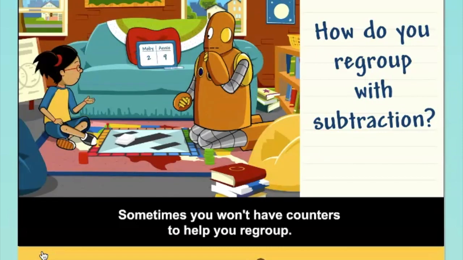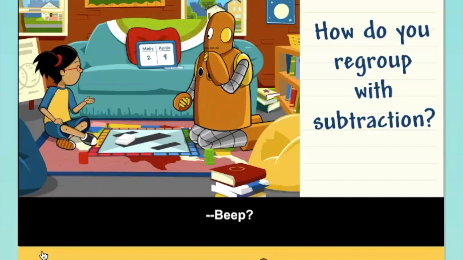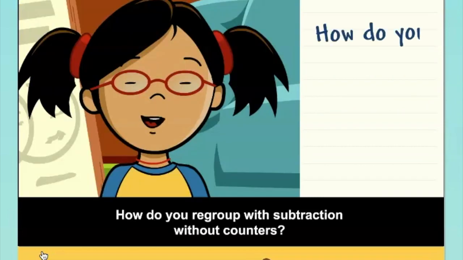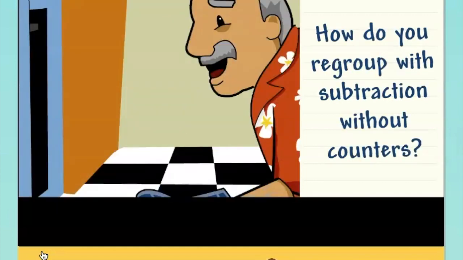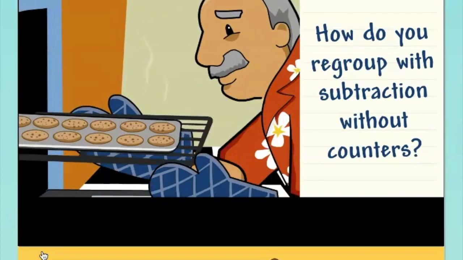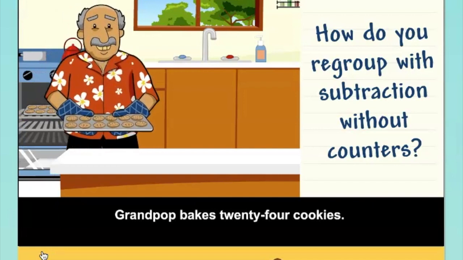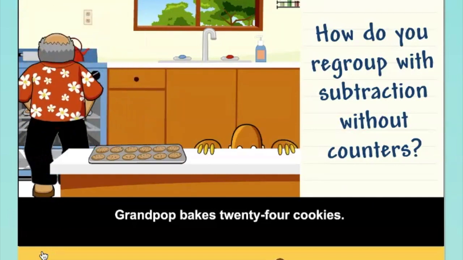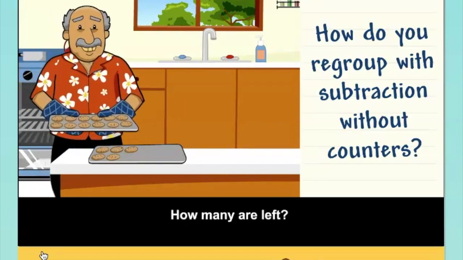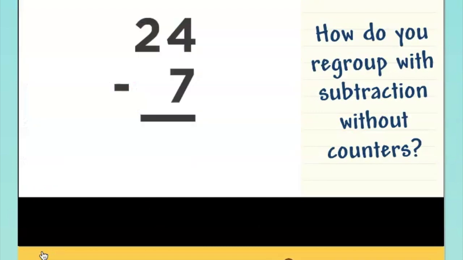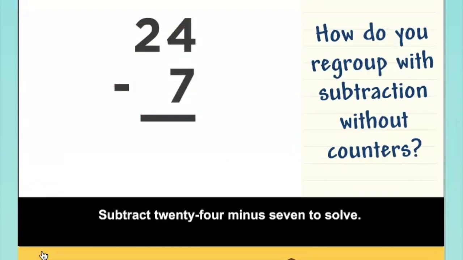Sometimes you won't have counters to help you regroup. How do you regroup with subtraction without counters? Grandpa bakes 24 cookies. Moby eats 7 cookies. How many are left? Subtract 24 minus 7 to solve.